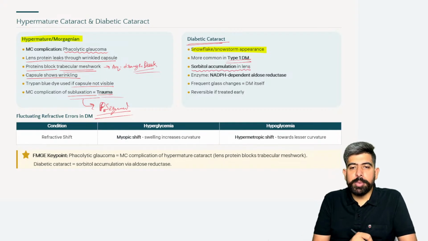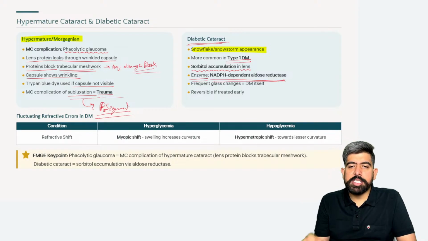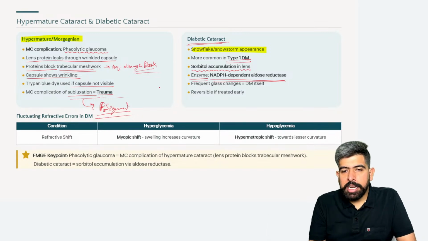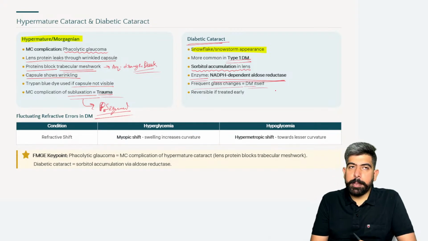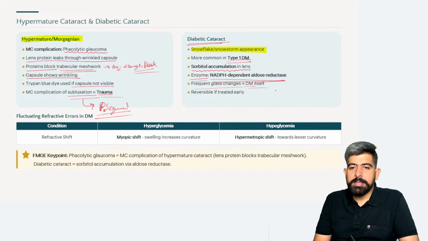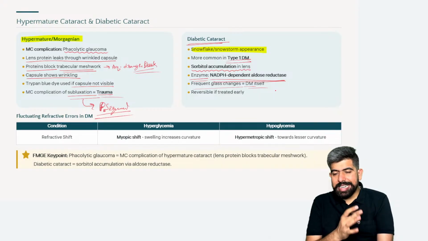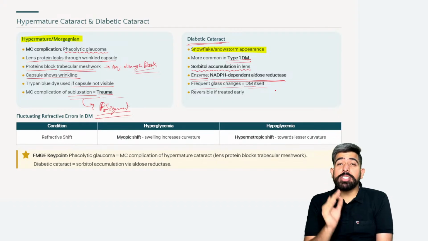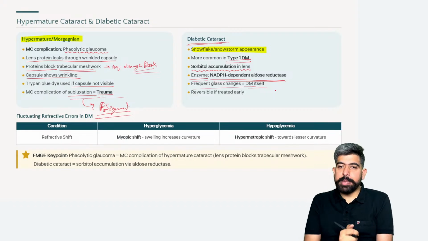The sorbitol accumulation will be seen there, and the enzyme responsible is aldose reductase, which is NADPH dependent, right? And the patient frequently has what? Frequent glass changes. The patient should have diabetes mellitus. Please remember, if they mention a diabetes mellitus patient with frequent glass changes, we can think about the diabetic cataract. But if they don't mention a diabetic patient and mention frequent changes in the glasses, keratoconus can be the cause.